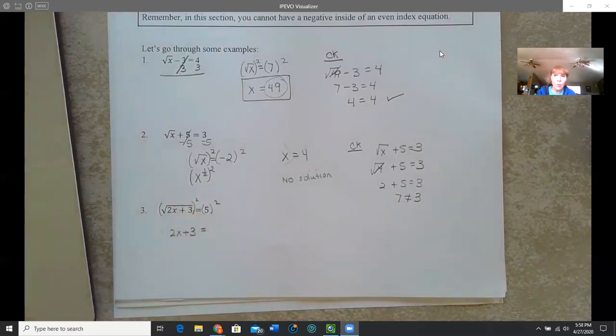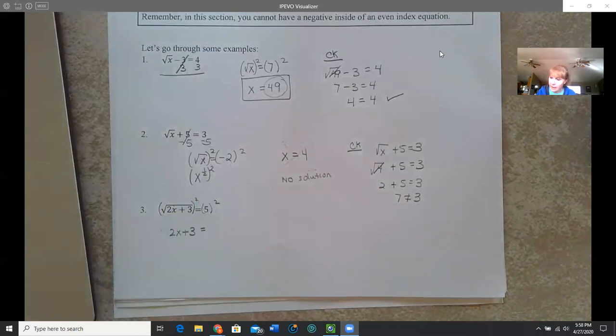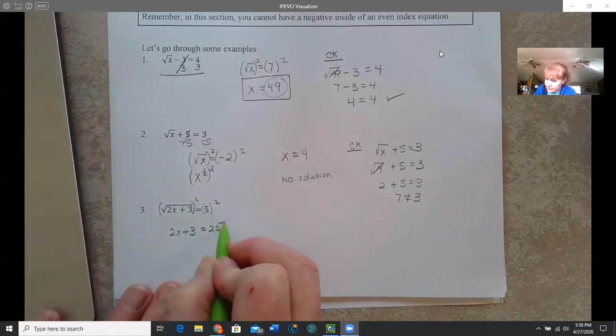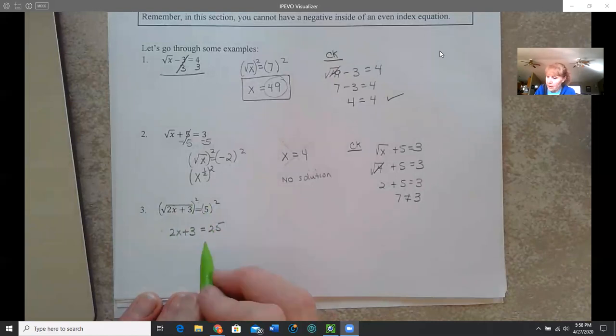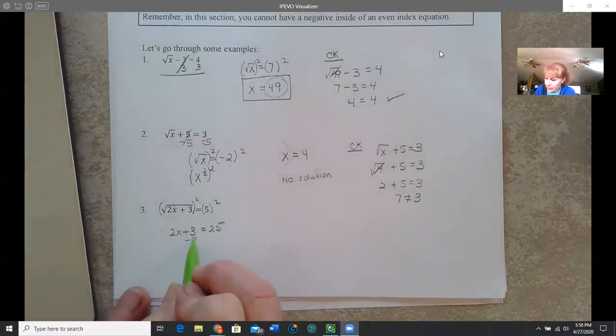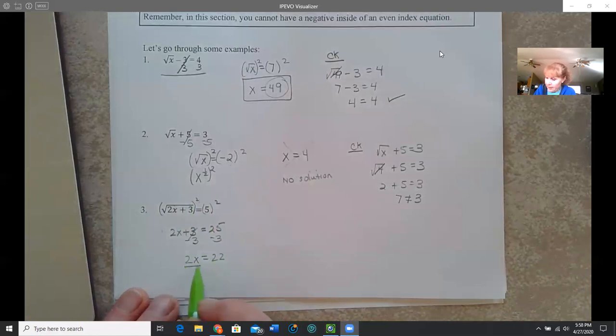So if you square a square root, it disappears. It becomes a power of 1. Just this exact same idea right here. Then whatever you do to one side, according to our principle of powers, if you square the left to get rid of the radical, you need to square the right. So we get 25. So now we will solve this for x, since we got rid of our radical, and then we will check it. So subtract 3. Okay, 2x equals 22. Divide by 2.